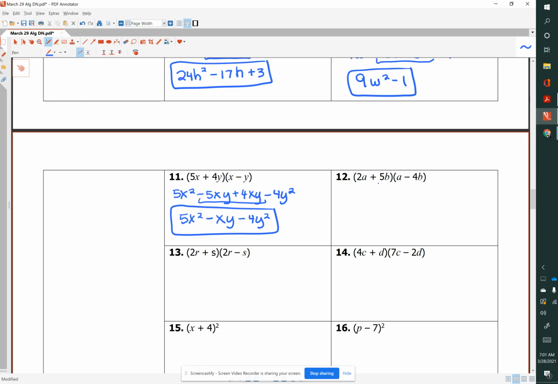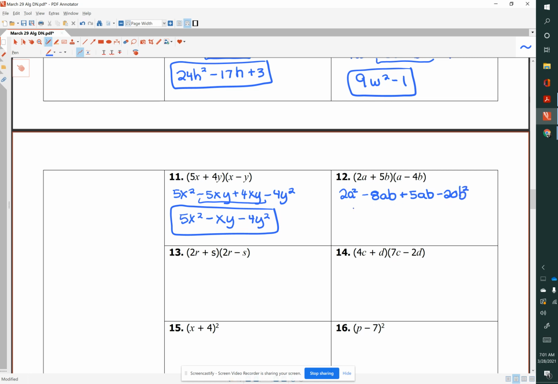So number 12, 2a times a is 2a squared. 2a times negative 4b is negative 8ab. Positive 5b times a is positive 5ab. And then positive 5 times negative 4, and they're both b, so that would be negative 20b squared.